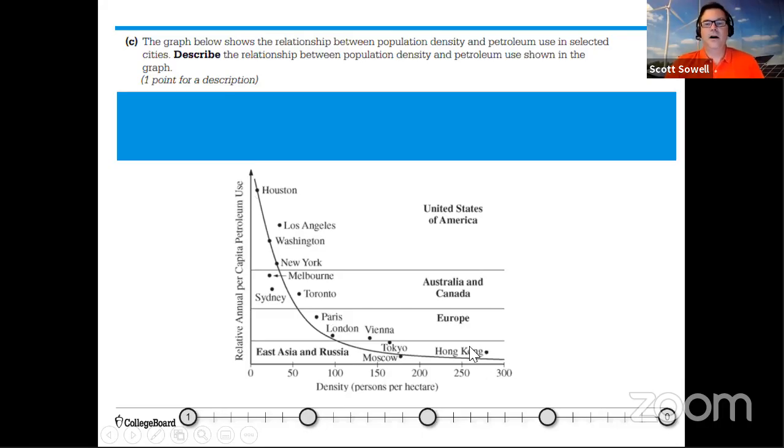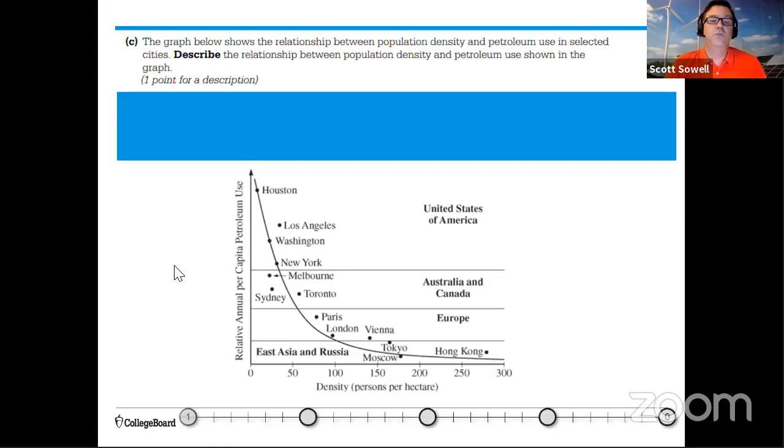That means somewhere like Hong Kong, it is very dense, but the average citizen is not using a lot of crude oil. And then over here in Houston, for example, not very crowded at all, very spread out. And this person is probably using way more fossil fuels than someone in Hong Kong. So that's a good describe answer to that.